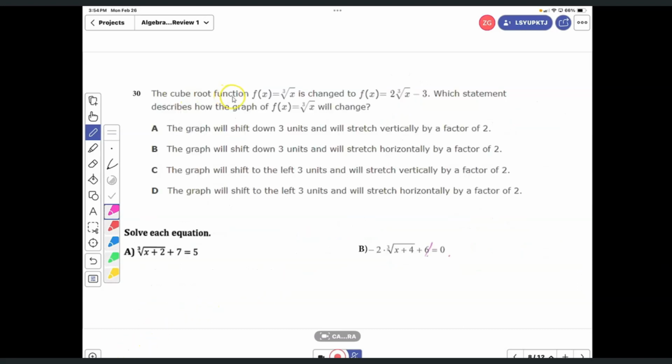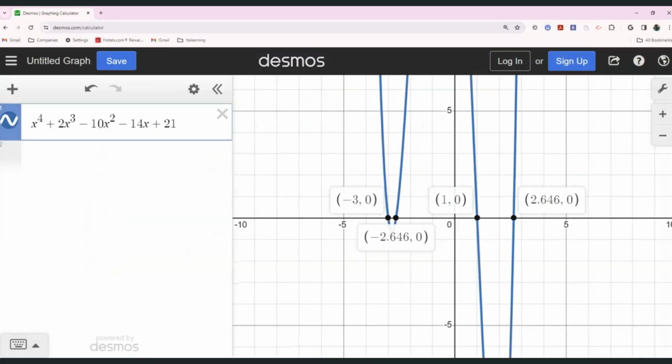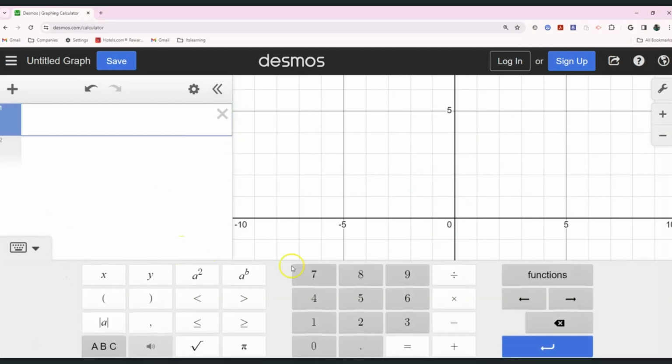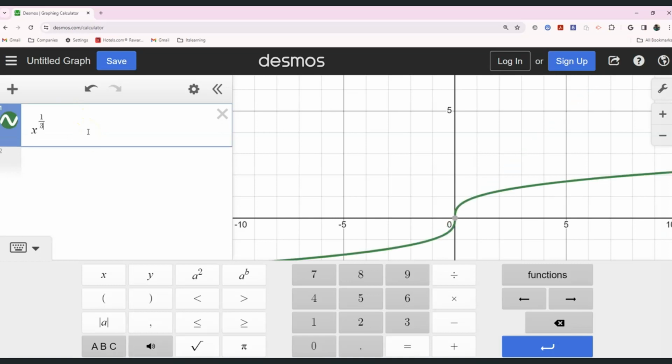Of this function, 2 times the cube root of x minus 3. Which statement describes the change? Okay, so if you have a hard time with this, what I would do is I would graph it. So I'm going to go ahead and look for the cube root. Of course, Desmos doesn't have the cube root, so you have to type in x raised to the power 1/3, and there is the cube root.